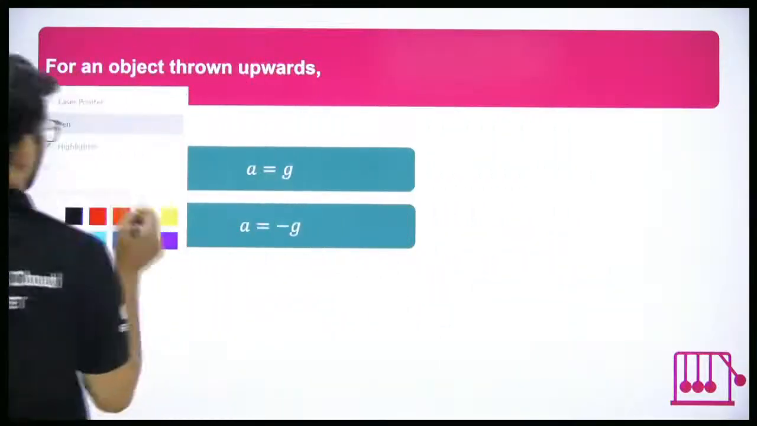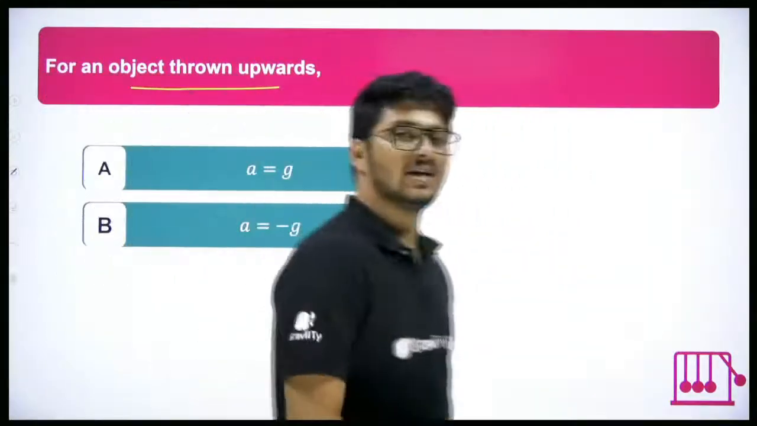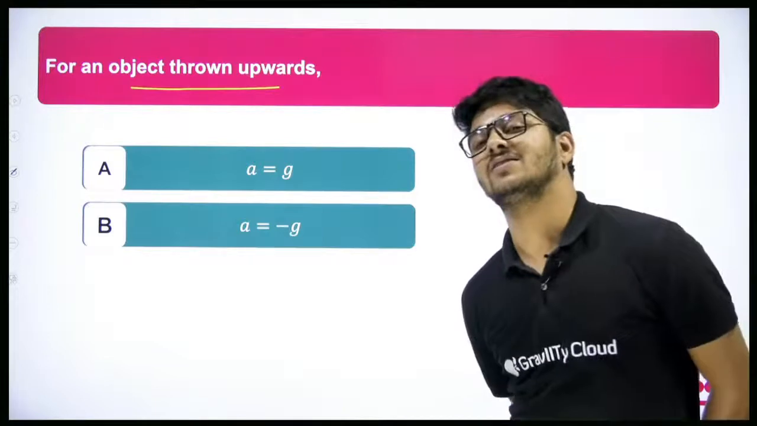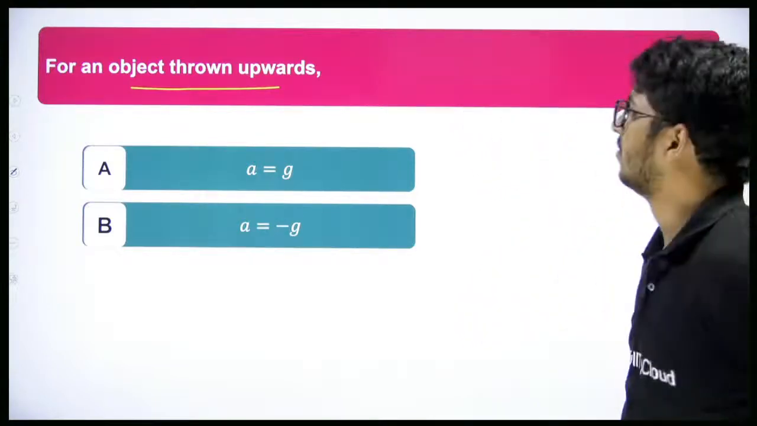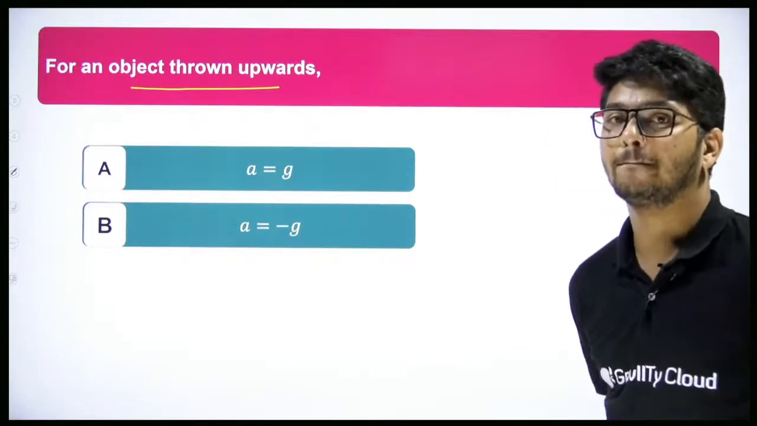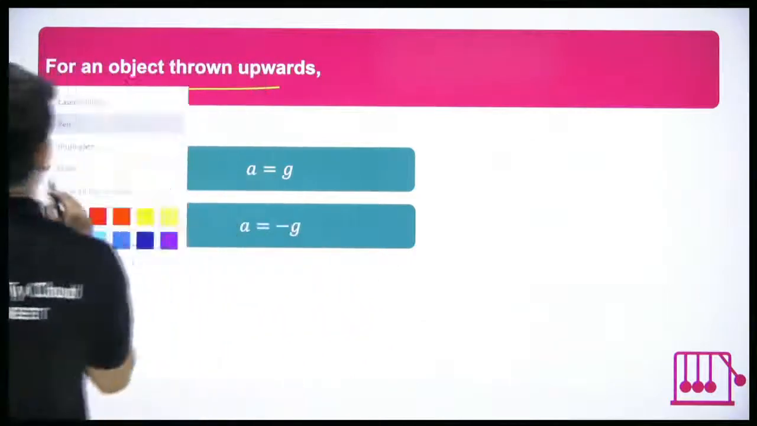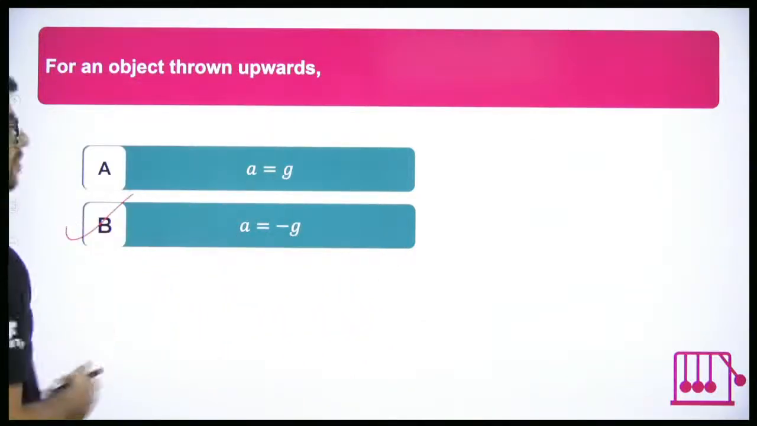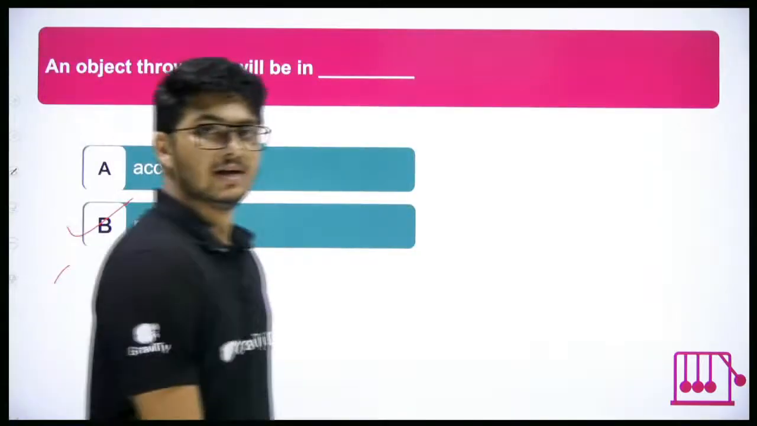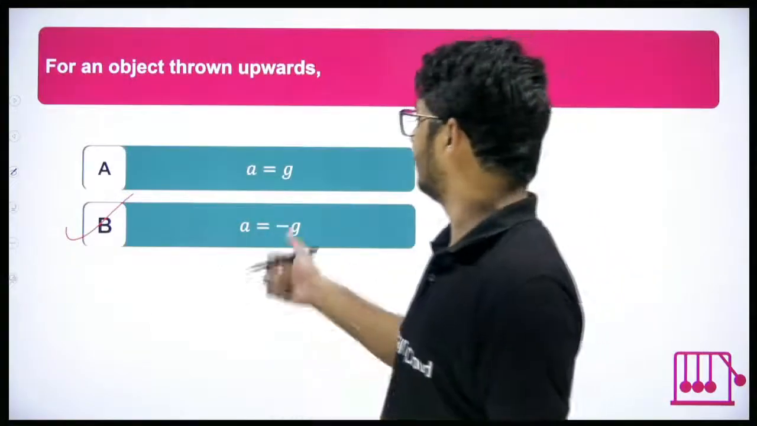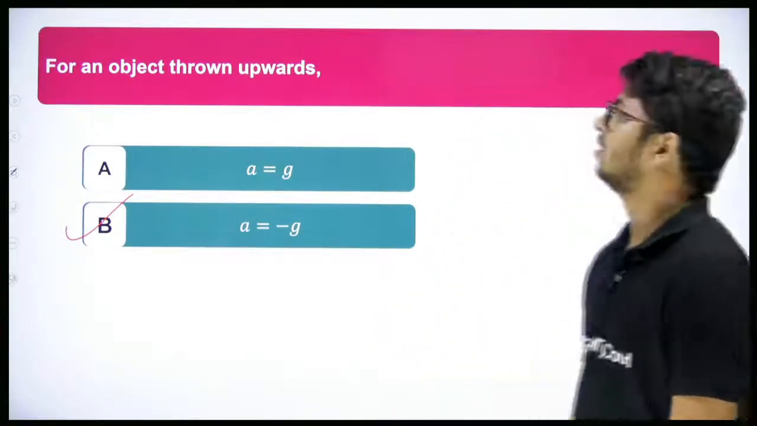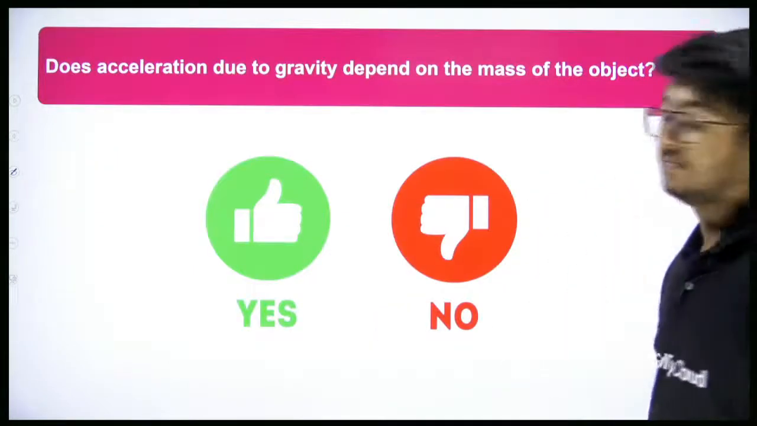Now again, another thing. For an object thrown upwards, which is the correct acceleration? A is equal to G or A is equal to minus G? The correct answer is A is equal to minus G, because for an object thrown upwards, you told me here, it is retardation. Retardation will mean negative acceleration. That is the reason why the answer is minus G. Got it? Good.